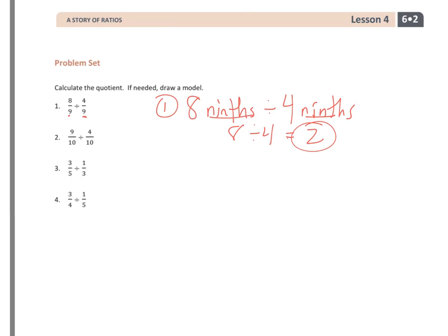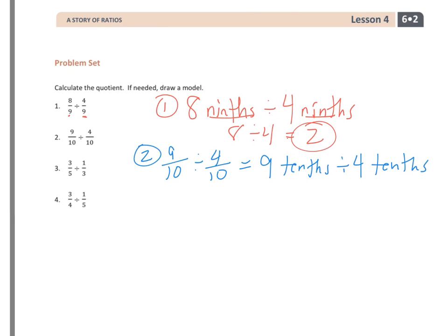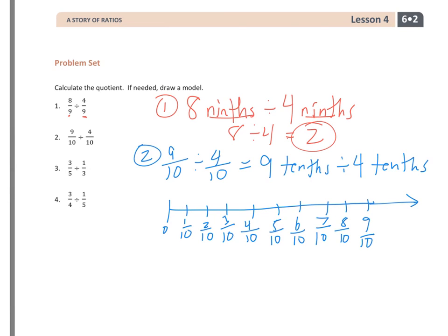So for 2, I'm going to show a model with it. So I have 9 tenths divided by 4 tenths. I could do this into unit form, and then I would just divide 9 divided by 4. So for this one, I'm actually going to draw this one out. And I have 0. This is going to be 1/10, 2 tenths, and I'll get the whole thing numbered. So there it is, numbered up to 9 tenths.